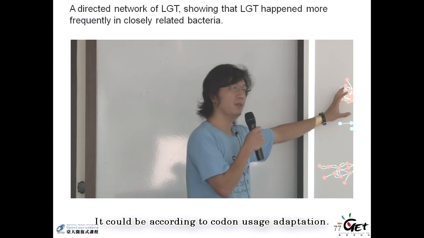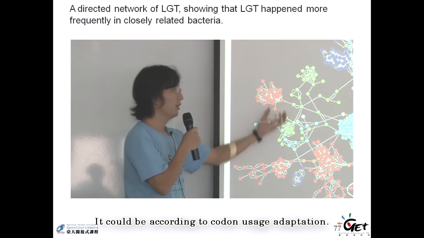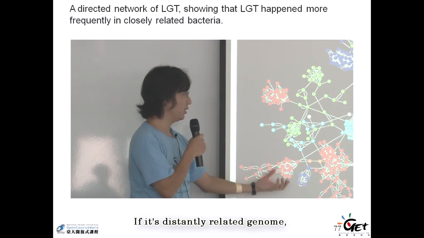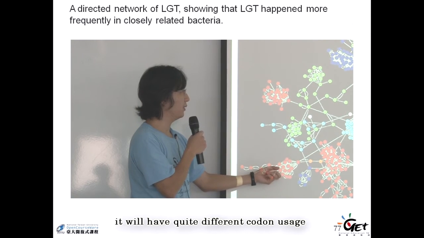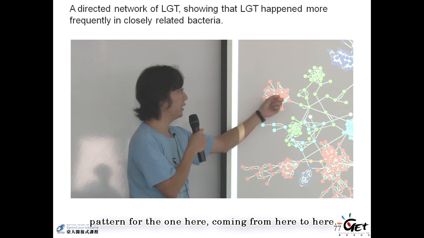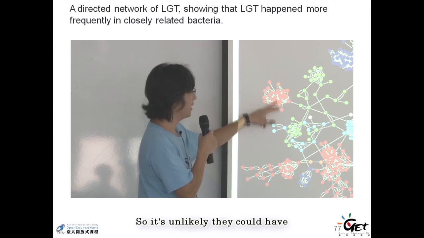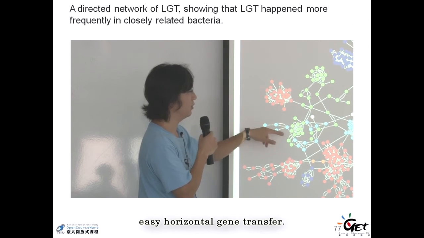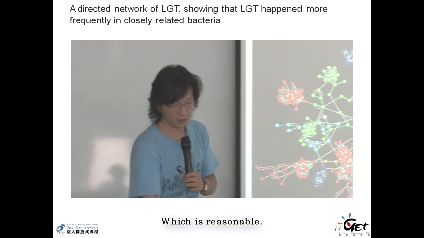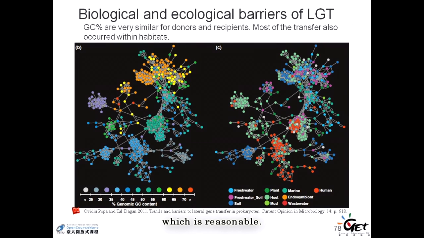That could be according to the codon usage adaptation. If it's a distantly related genome, it will have a quite different codon usage pattern from here to here. So it's unlikely they could have easy horizontal gene transfer, which is reasonable. And we already mentioned the GC content problem, which is reasonable.